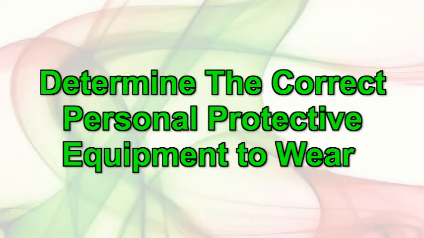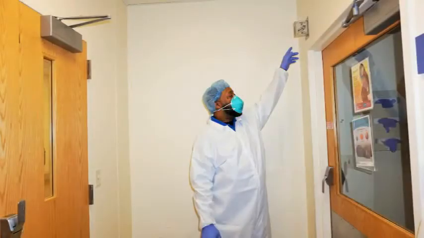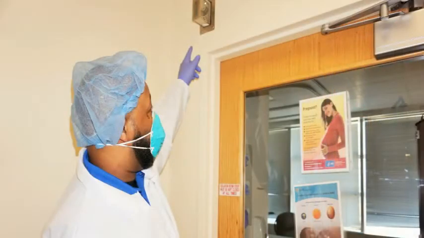Determine the correct personal protective equipment to wear. Before any cleaning work begins, make a determination of the correct PPE you must wear prior to entering the ISO patient room. The first step in making this determination is to observe whether the room is under negative pressure. You do this by checking the negative pressure indicator mounted on the wall above the ISO room entrance door.